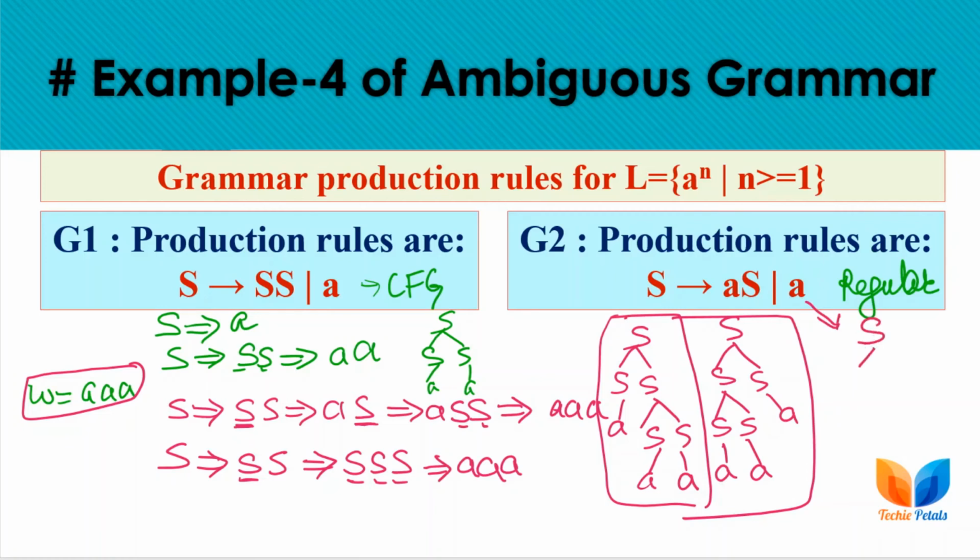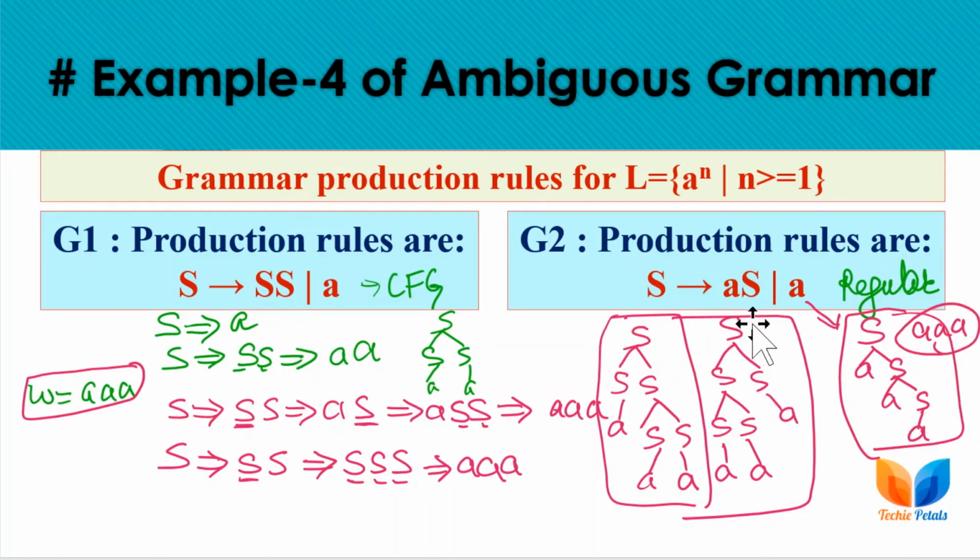So let's try to derive the same string from this grammar. For this grammar we have AS, again AS, and again we are replacing S with A. So here we get only one derivation tree corresponding to the string triple A. So we can say that this grammar is unambiguous, but the other grammar is ambiguous, as it derives multiple derivation trees, or multiple derivation paths, for a single input string, right?